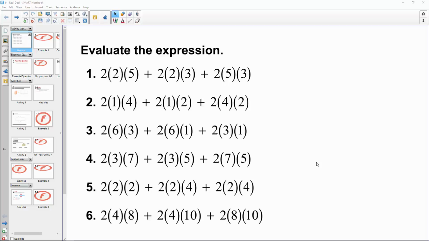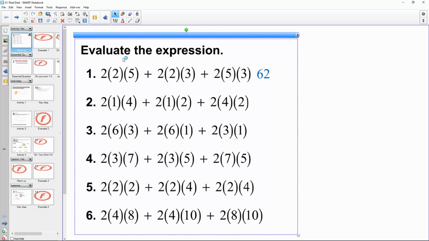All right, so this video will focus on 9.1. And the very first thing we're going to do is look at the various expressions here. I have 2 times 5, which is 10, times 2, which is 20. I have 2 times 3, which is 6, times 2, which is 12. And I have 5 times 3, which is 15, times 2, which is 30. When I add this up, I have 50 plus 12 is 62.